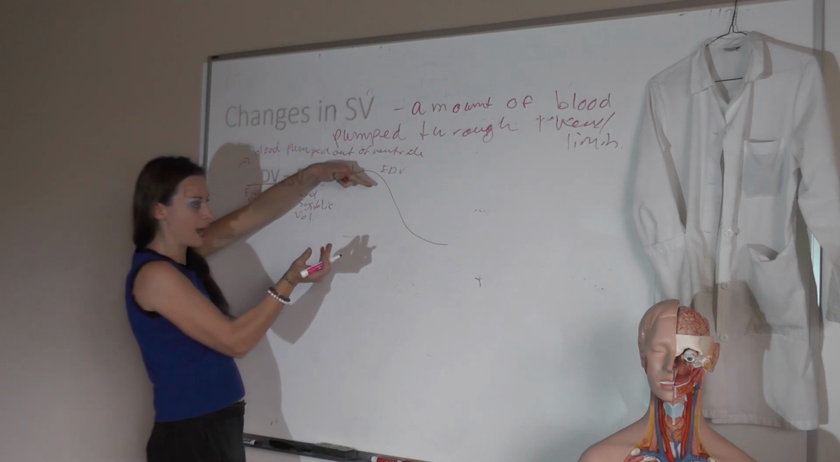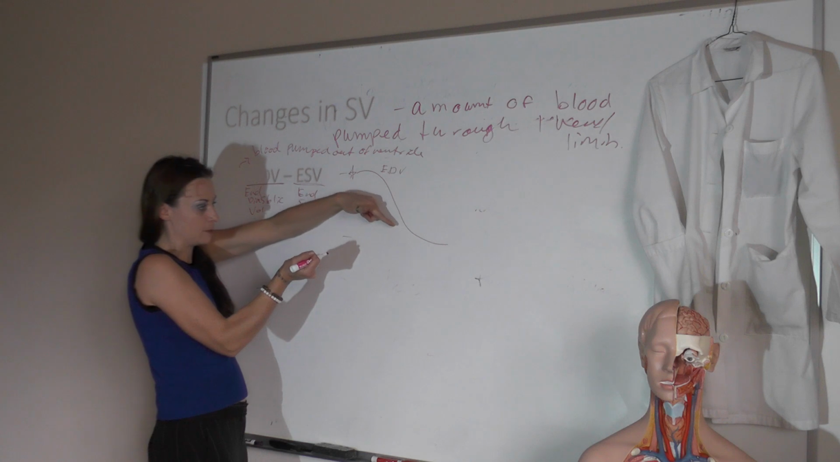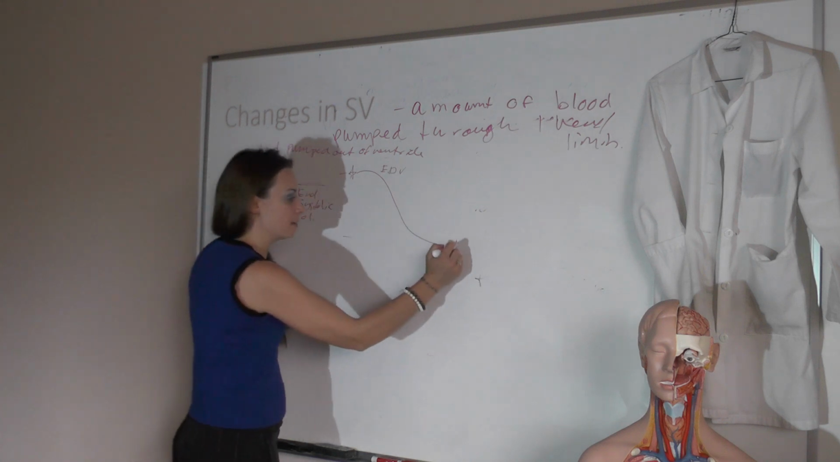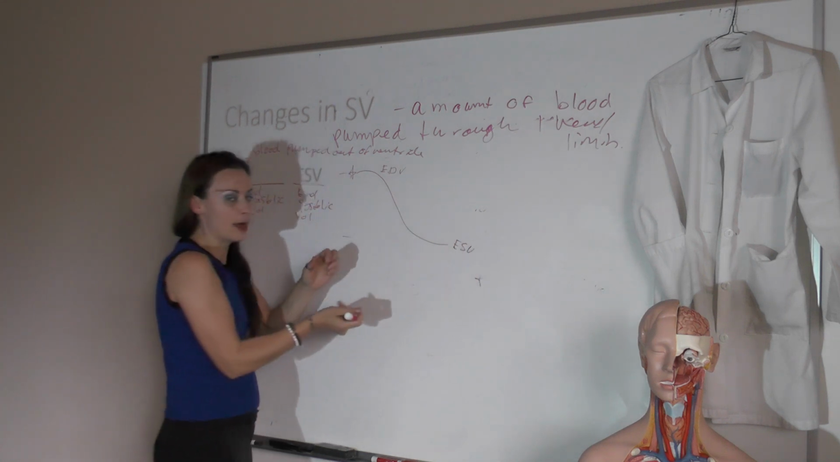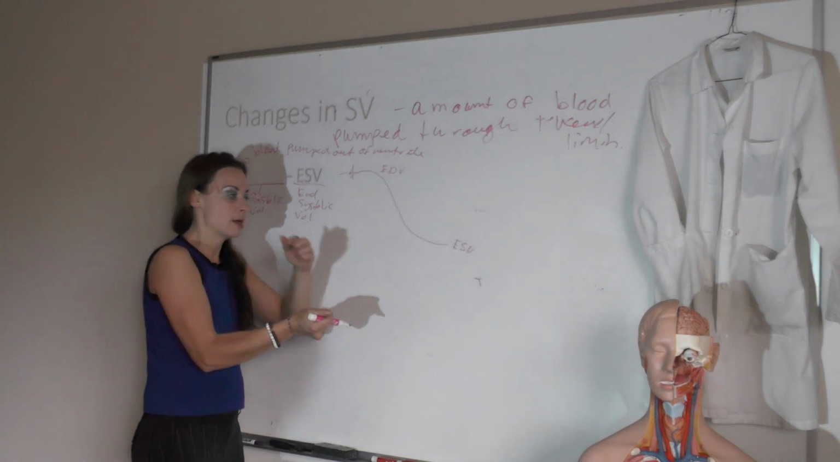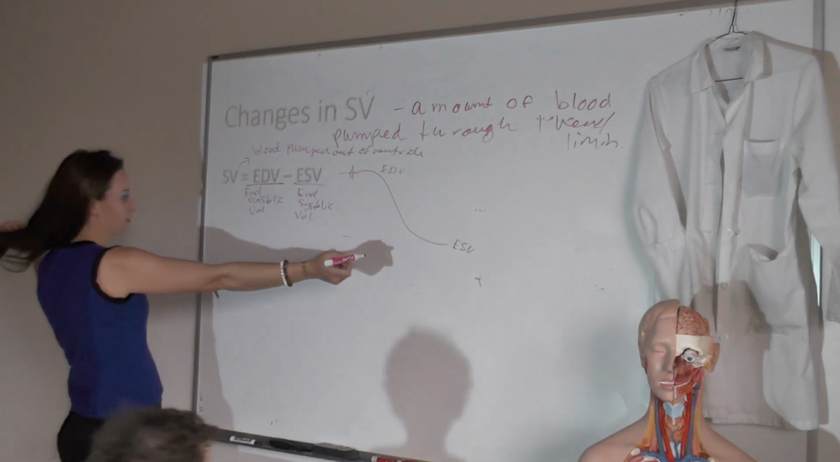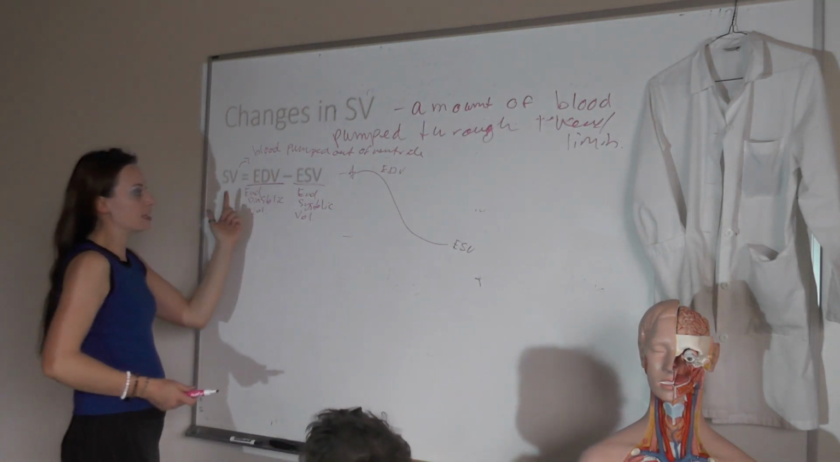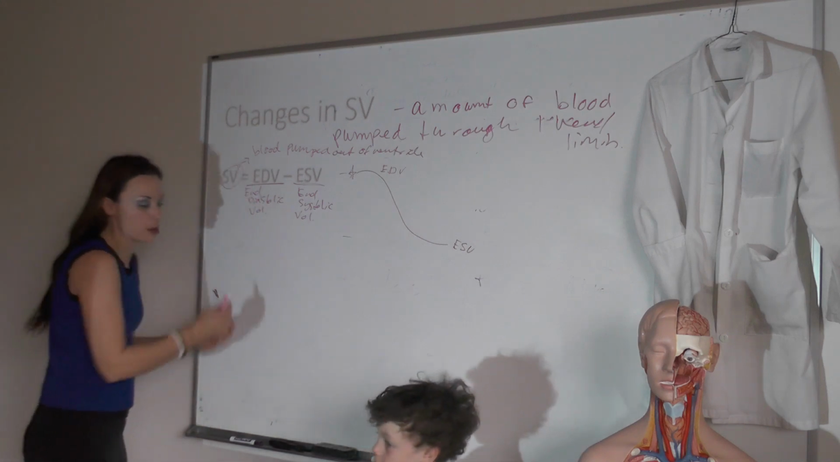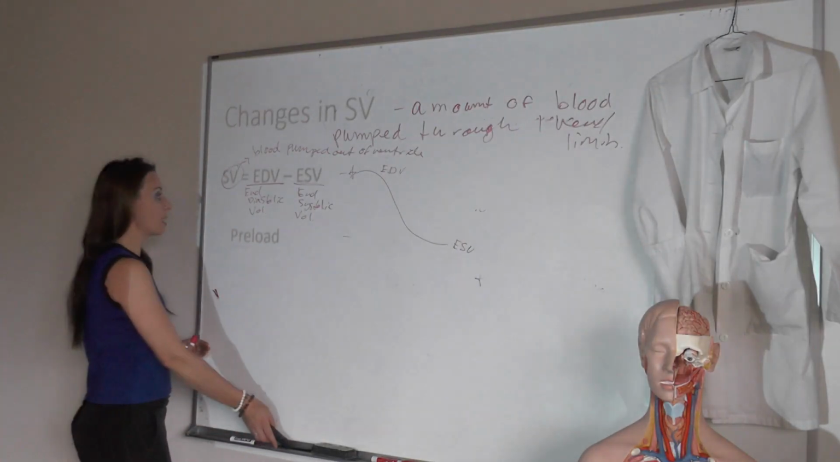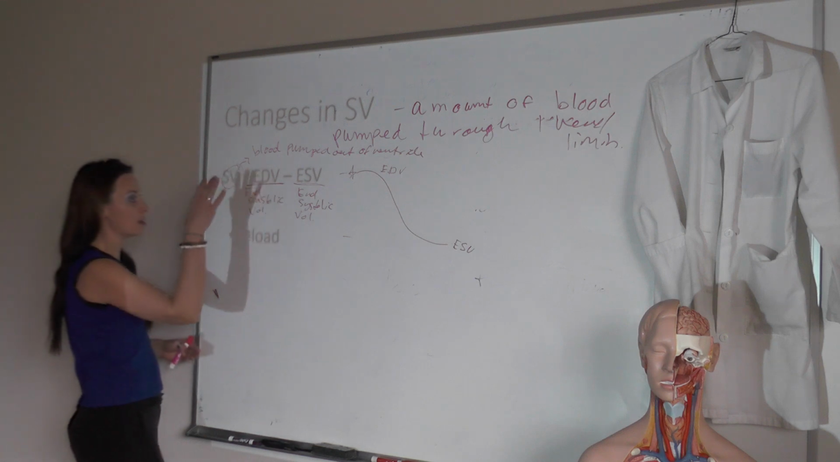And then they're going to contract and squeeze out all this blood. And at the end of systole, I still have a little bit of blood left in my heart. And so that's my end systolic volume. So if I change either of these things, I can change my stroke volume. Okay, so what are ways that I can change stroke volume?